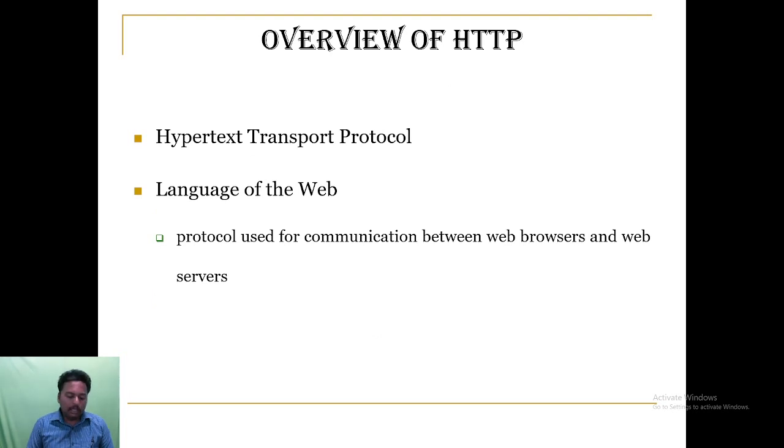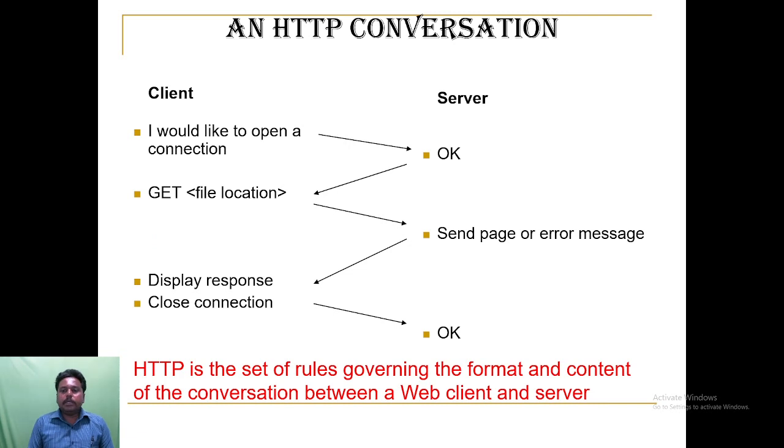Hypertext Transfer Protocol, the language of the web, is the protocol used for communication between web browsers and web servers. What is an HTTP conversation? First the client sends a request: I would like to open a connection. The server responds, okay. The client sends the file location to the server, and the server sends the page or an error message. Once the page is available, the client displays the page; if no page is available, it displays the error message.